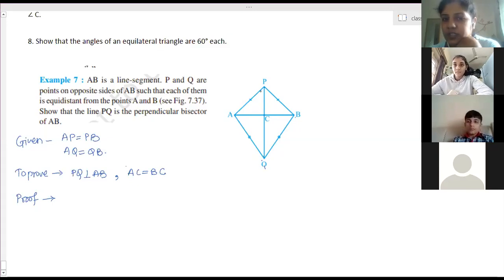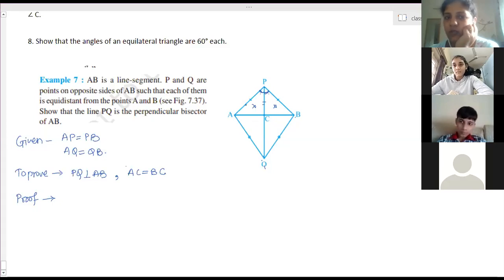So by CPCT, angle APQ and angle BPQ are equal. Now these two angles we have to use for the smaller triangles, APC and BPC. These small triangles now we have to prove. In that, AP is equal to PB, angle APC is equal to angle BPC, and PC is a common side.